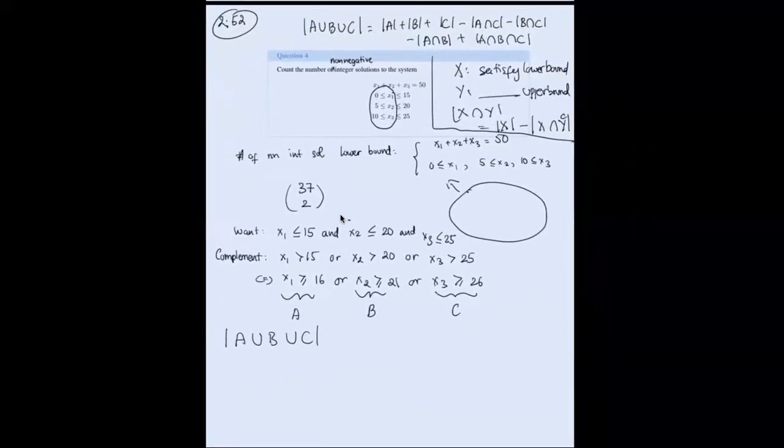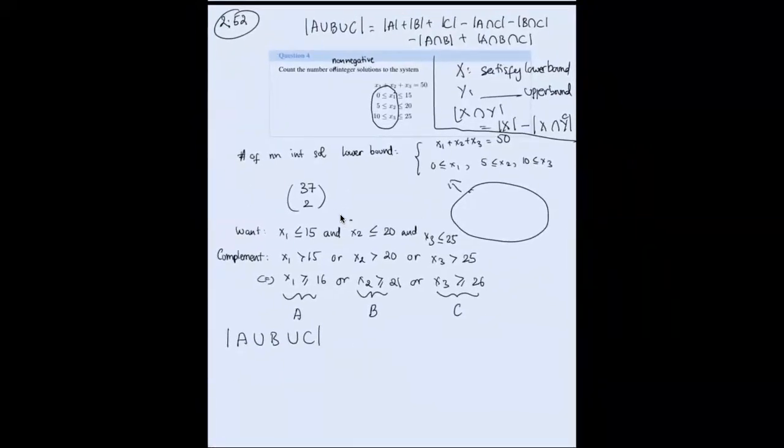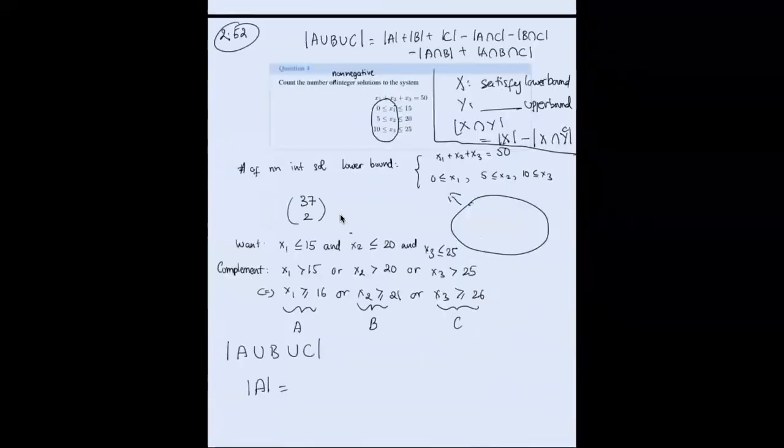I will not solve everything here. I will leave it for you, but I will go over how to calculate the cardinality of A. A is when X1 is at least 16. And I do want them to satisfy all the lower bounds here as well. So in order to solve for the cardinality of A, I need X1 plus X2 plus X3 to be 50, and then X1 is at least 16, X2 is at least 5, and X3 is at least 10.